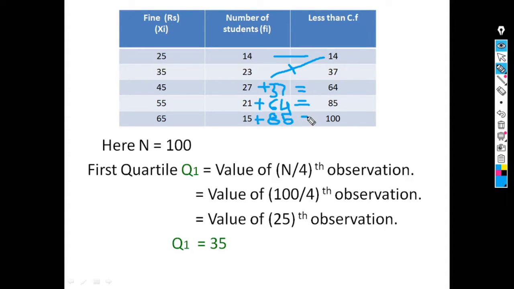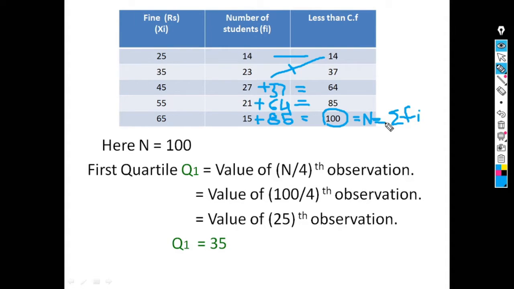In this way we can calculate less than type cumulative frequency, and we know this last observation is equal to summation of frequency, that is equal to capital N. So this is a summation of all frequencies, means sum of this column.